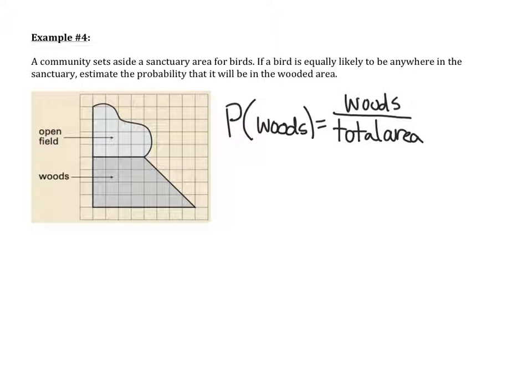Since they gave us the picture of the sanctuary on a grid, we can just count boxes to find the area. So let's do the open field first. Let's first count how many full boxes we have. So here's 1, 2, 3, 4, 5, 6, 7, 8, 9, 10, 11. And then let's figure out what all of the partial boxes would be approximately equal to. When I look at this, I would say that this little square and these little pieces up there account for one more. So that would be 12.